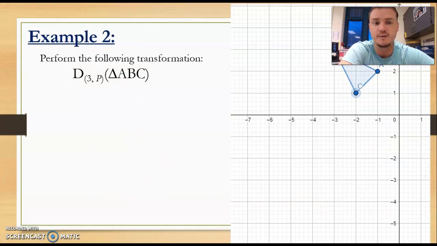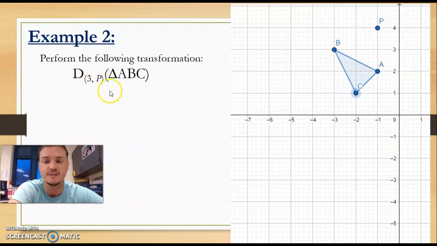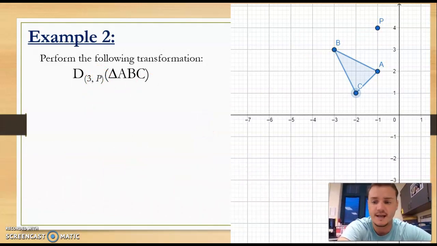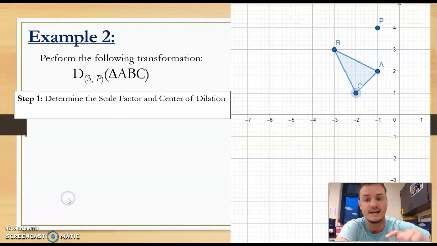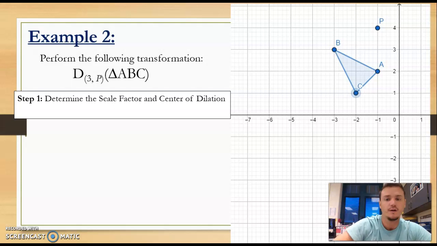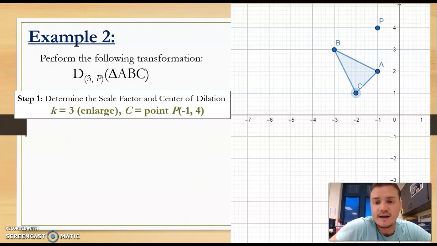Now, the examples we're going to look at are how to do it by a specific point. So, performing the following transformation, we have a dilation with a scale factor of 3. We're using point P now as our center of dilation. This is all going to follow the exact same way that we did the initial dilation on the very first slide, or the third slide. First, figure out what your scale factor and center of dilation are. So our scale factor is 3. That means it's going to get bigger. Our center of dilation is P.